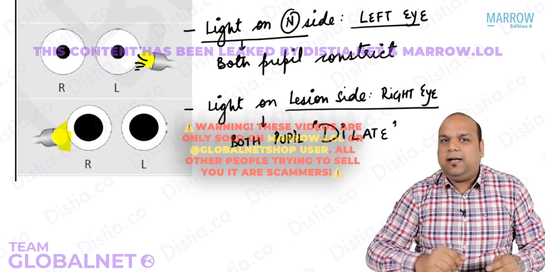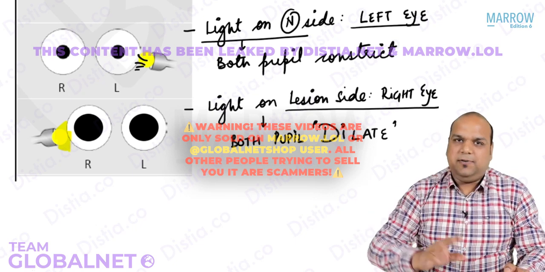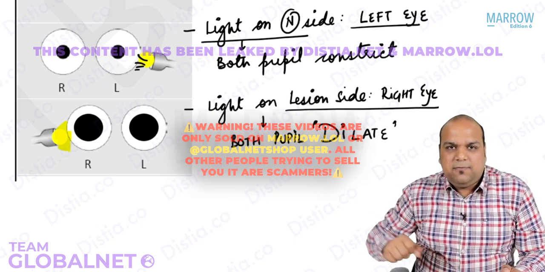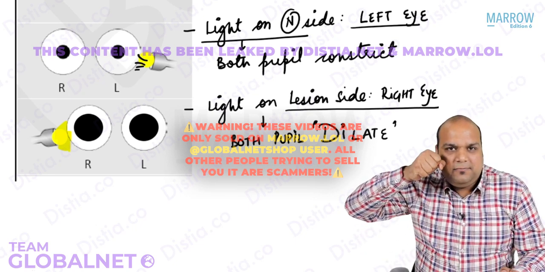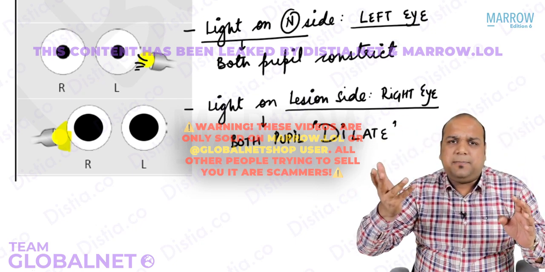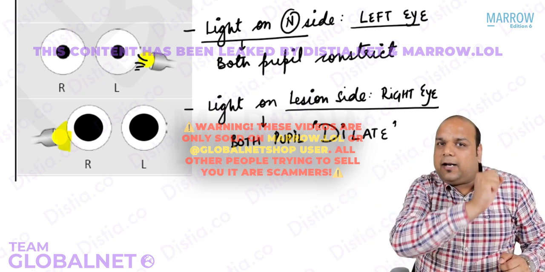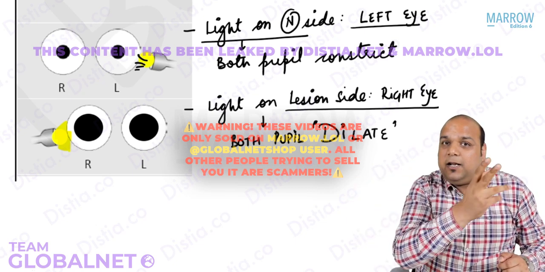Let's understand a case of RAPD. Right eye is partially functional, left eye is fully functional. So when I do this test, I throw light on the left eye first. Both pupils constrict because the left optic nerve is absolutely normal. The left pathway is normal. Then I bring my torchlight to the right side. On the right side, the optic nerve is partially functional.